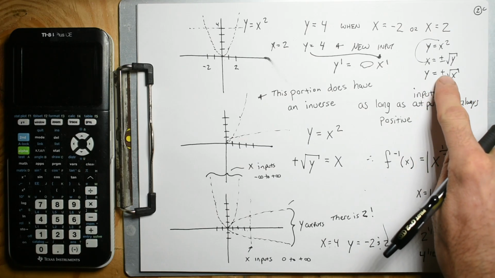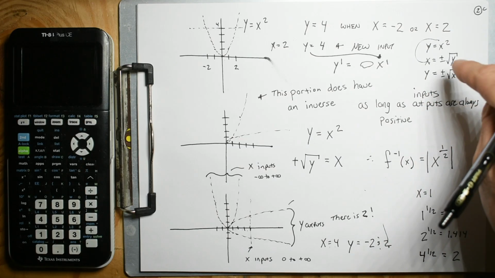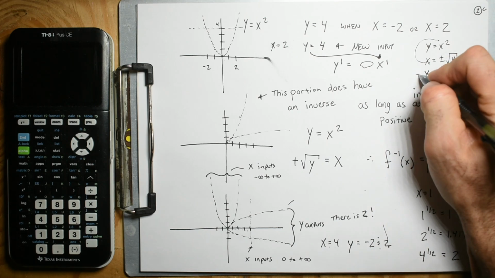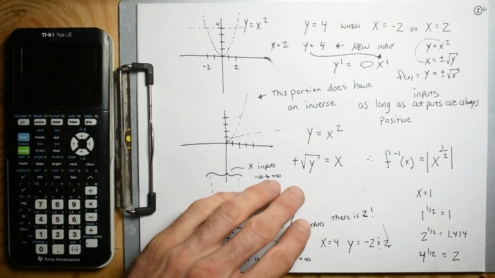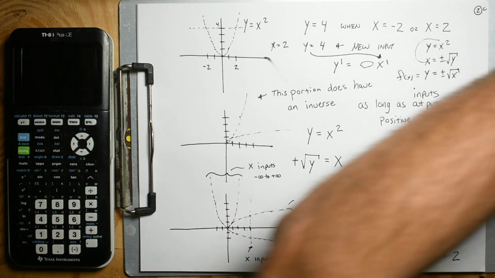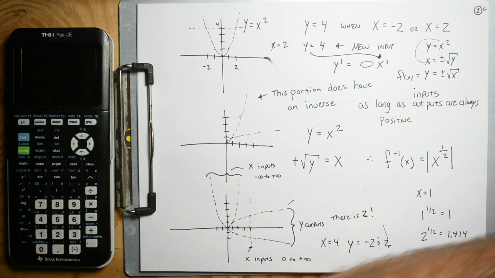So y is equal to plus or minus the square root of x. So this would be the inverse equation. So I would say this is f prime of x. So that's a better way to do it. So let's do that one, kind of using their convention.